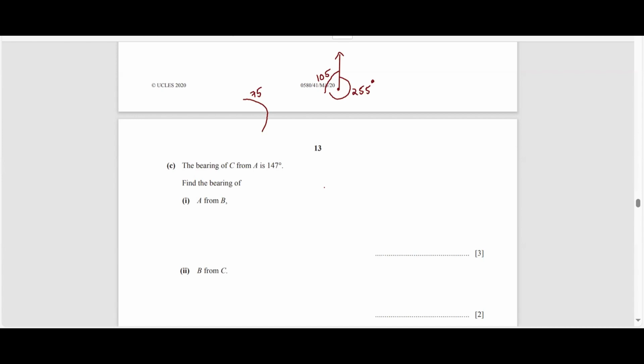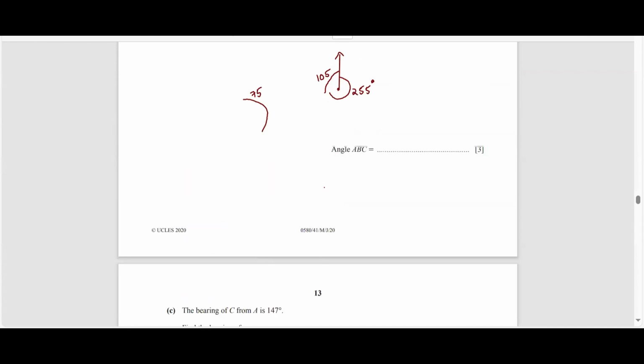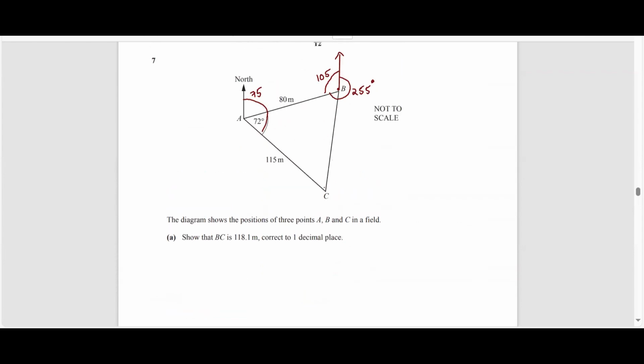We have the second part. Find the bearing of B from C. So B from C means from C. So at C, we need to draw a north line. So let's just draw the north line here.